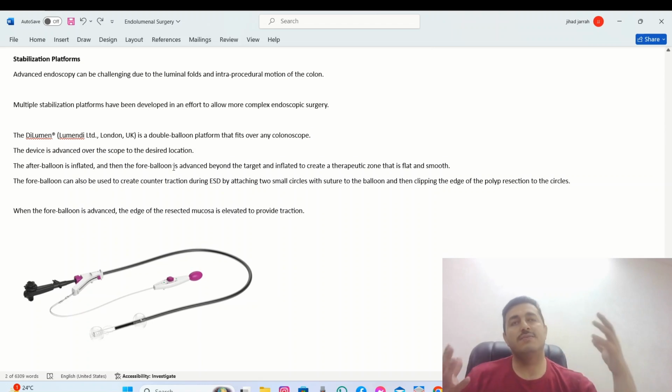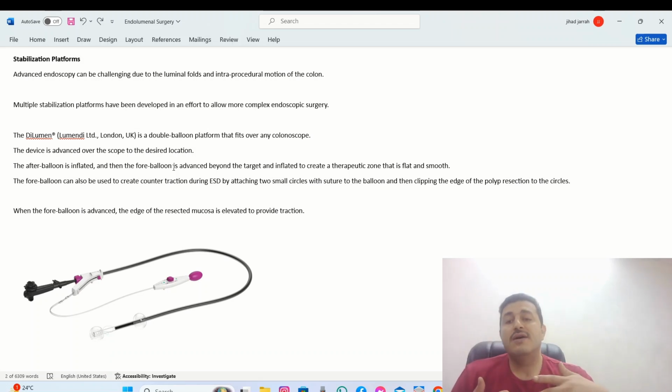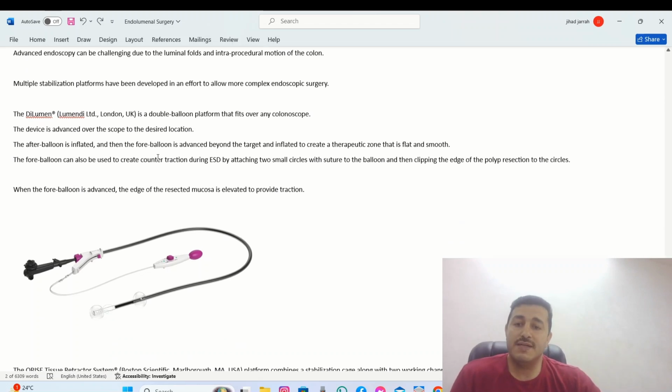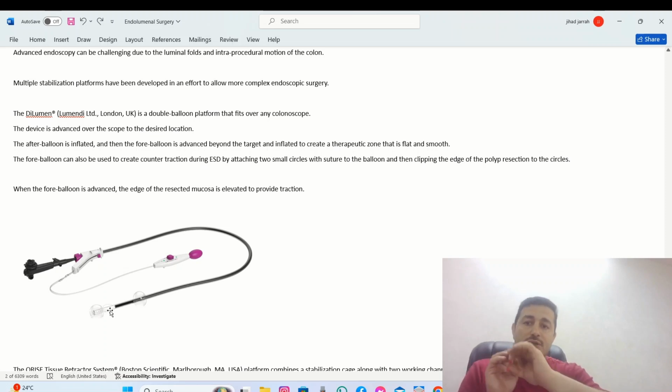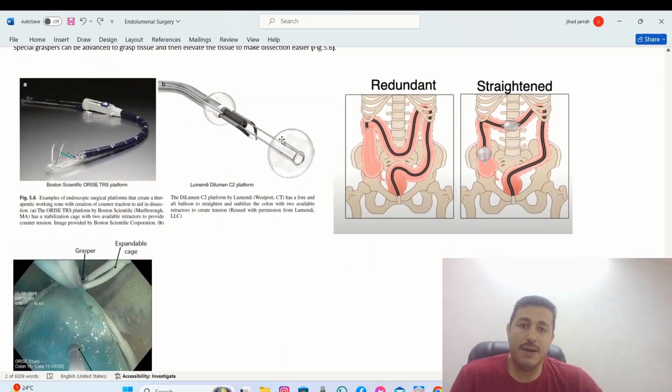Stabilization platform: this means that we are working in the colon where there are multiple folds and frequent motion. So we may need to fix the working field, and one solution is to use the double balloon endoscope. Actually, it may be just a tube over the colonoscope that provides a double balloon, so fixation between the balloon and working there. Here is the dilumen, as you see here. This is the double balloon.